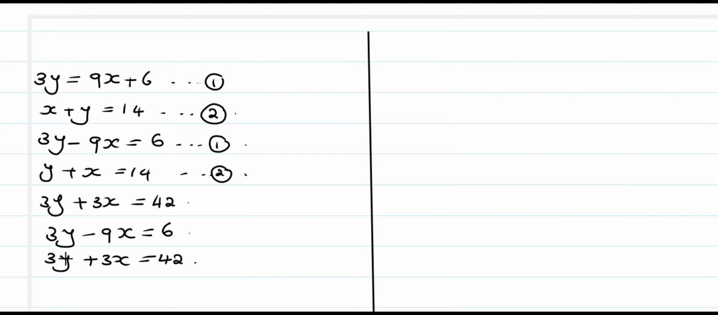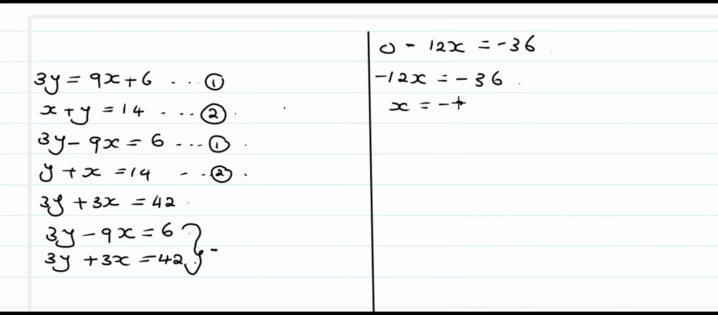Then, since now this is 3y and this is 3y, I can subtract them like this. And then I take 3y minus 3y, which is 0. Then negative 9x minus positive 3x, which is minus 12x, is equal to 6 minus 42, which is negative 36. Therefore minus 12x is equal to negative 36, and then x is equal to negative 36 divided by negative 12, which is the same as positive 3. So that's the value of x.